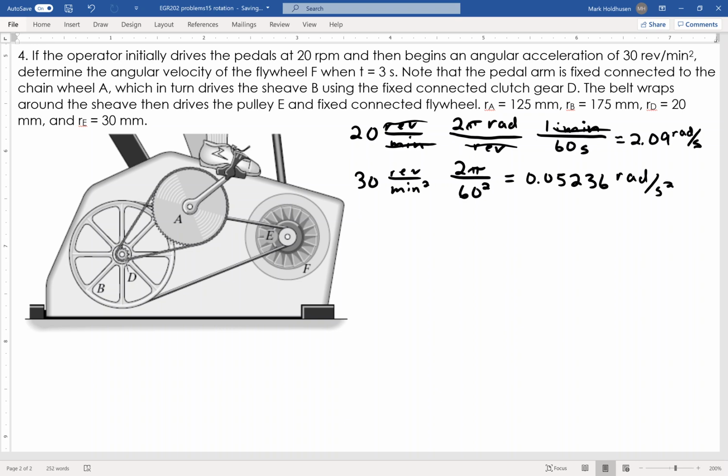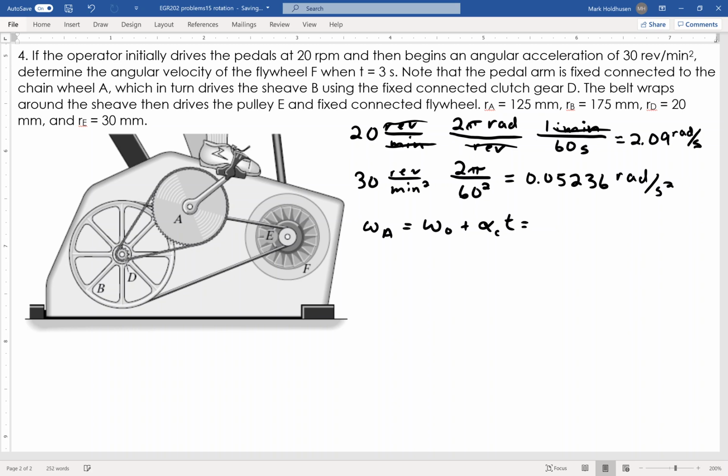Since the angular acceleration is constant, I can use constant acceleration equations. What I'm looking for is the angular velocity of the flywheel. I'll start by determining the angular velocity omega A, knowing it has an initial velocity and then some constant acceleration, which I just calculated.